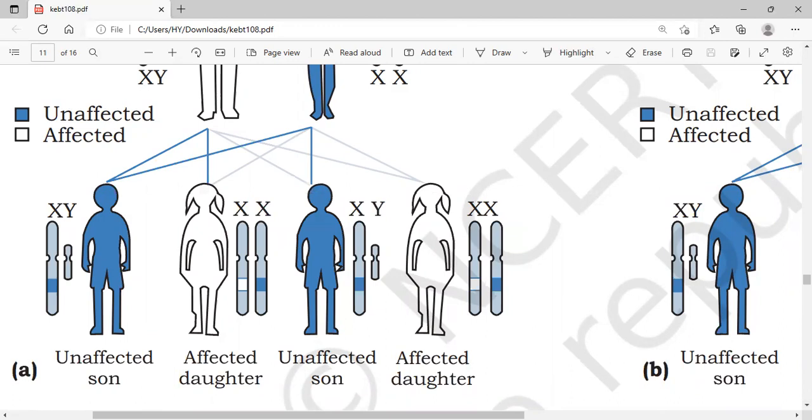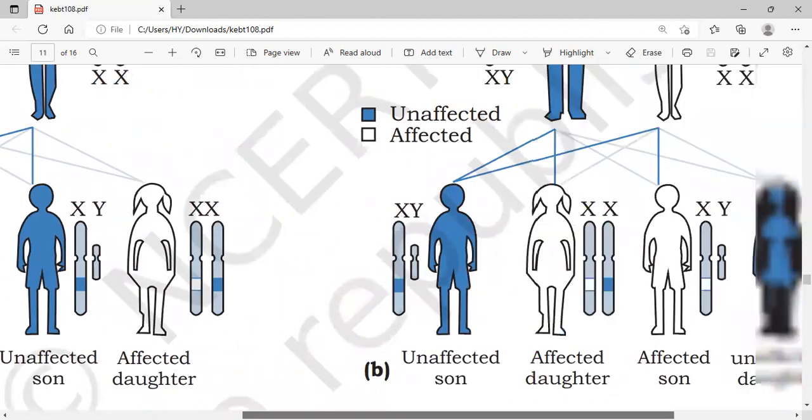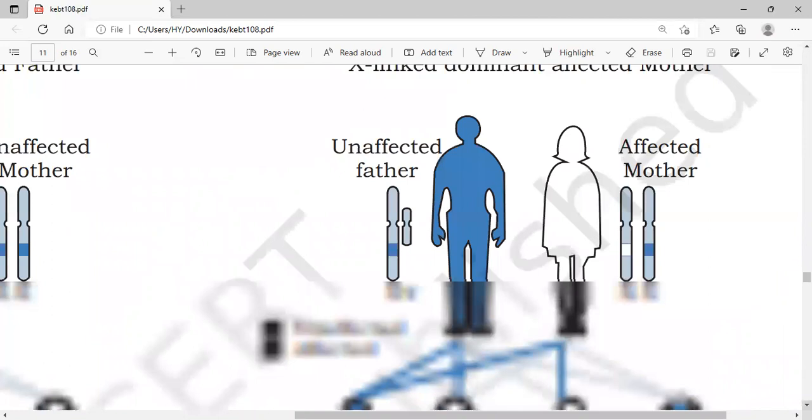And the second case is here. If this is the condition of the second case, then what will be the result? If the father is normal and the mother is affected, then what happens? X-linked dominant, affected mother, unaffected father.